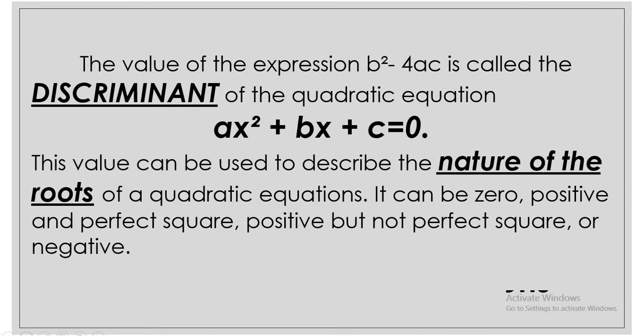The value of the expression b squared minus 4ac is called the discriminant of the quadratic equation ax squared plus bx plus c is equal to 0. This value can be used to describe the nature of the roots of a quadratic equation. It can be 0, positive and perfect square, positive but not perfect square, or negative.